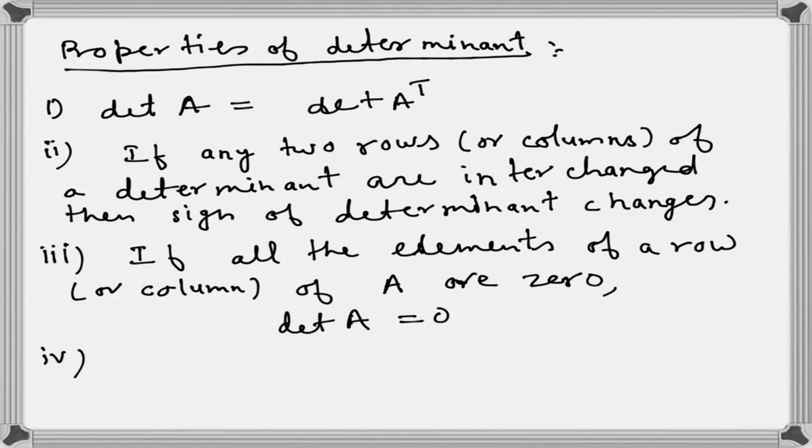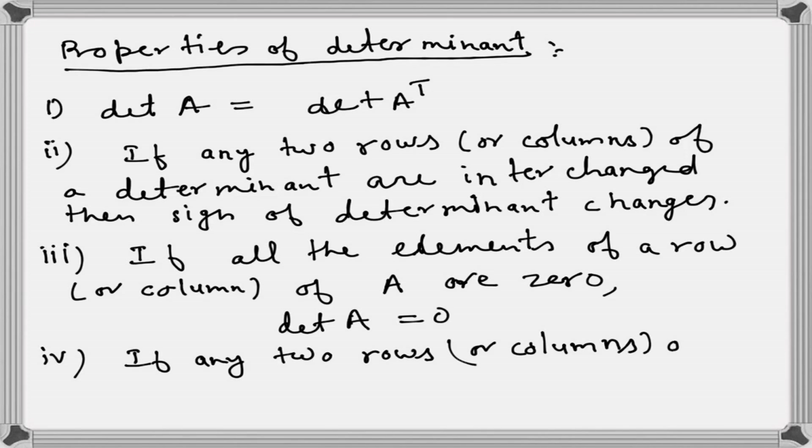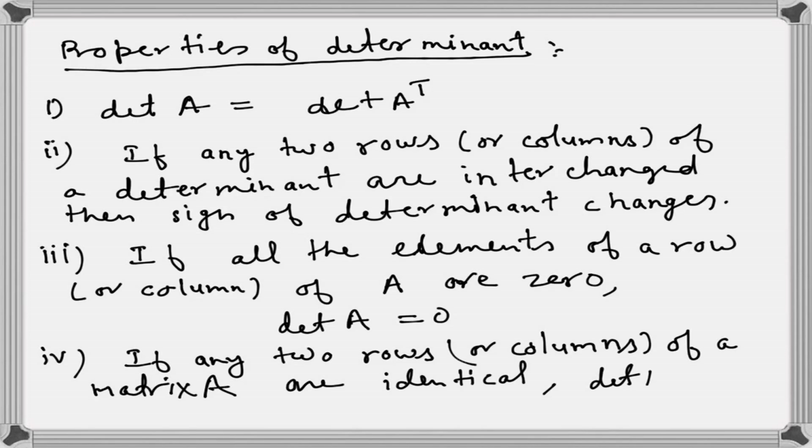Fourth property, if any two rows or columns of a matrix A are identical, then the determinant of A is 0.